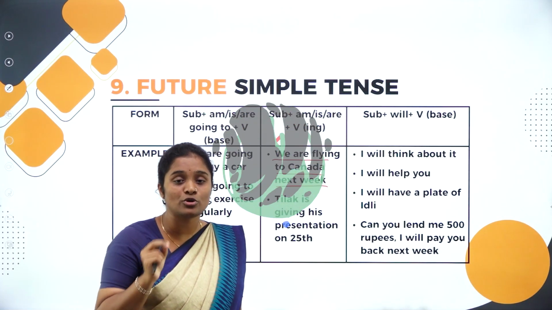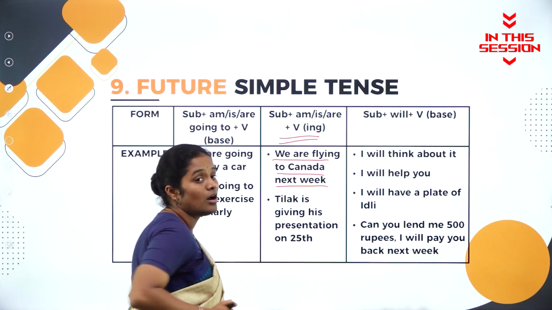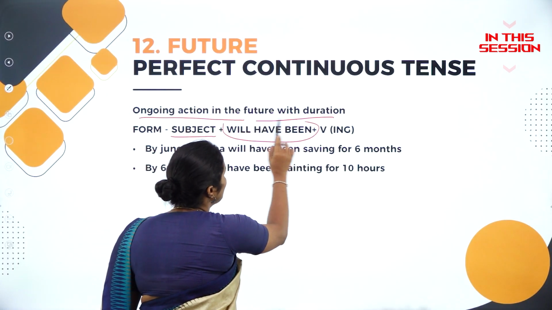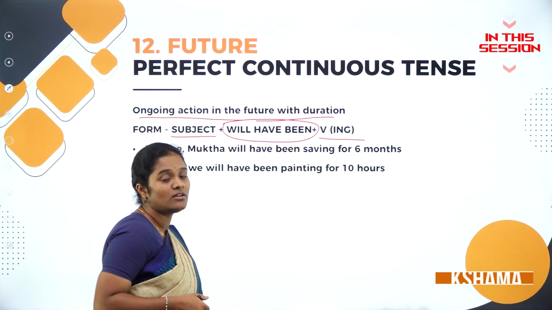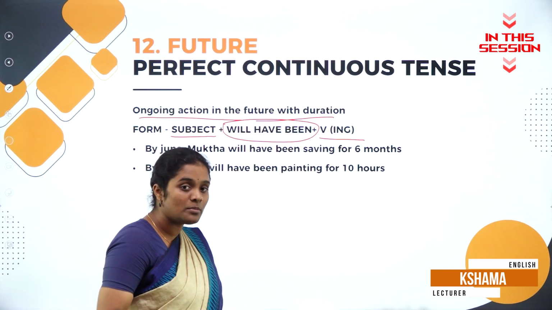I am going to, present continuous. This is the format that you can use for future simple tense. Subject will have been plus verb in the ing form. Why verb in the ing form? Obviously you have continuous, hence verb in the ing form.